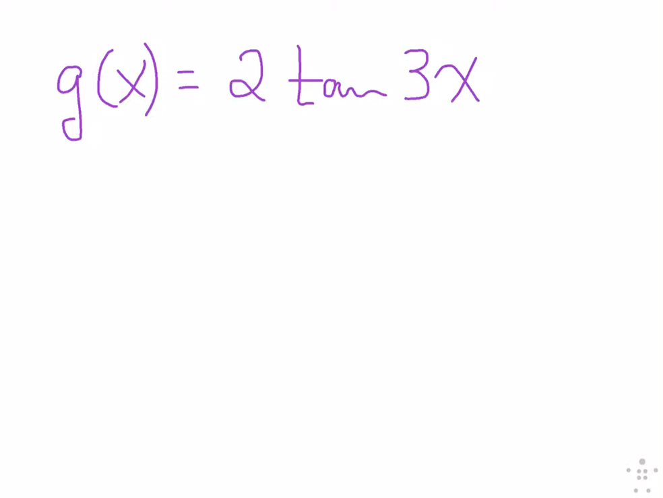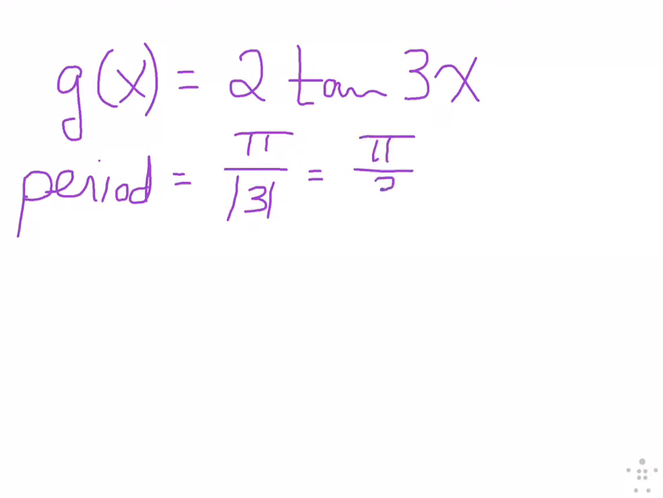So, first things first, just like we had on the other ones, I need to know what the period is. What's the period? What number's in the B position? 3. So I take pi divided by the absolute value of 3. What's the absolute value of 3? 3. Good.